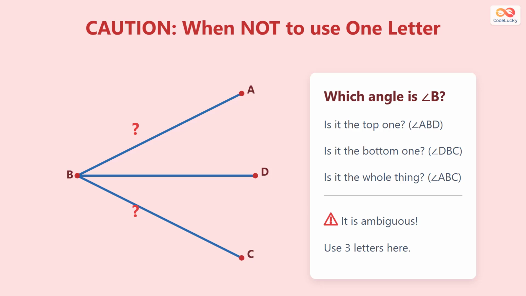However, you have to be careful. Look at this diagram. If I say angle B, which angle do I mean? The top one, the bottom one, or the big one that combines them both? Because it is ambiguous, you are not allowed to use the single-letter method here. You must use the 3-letter method to be specific.